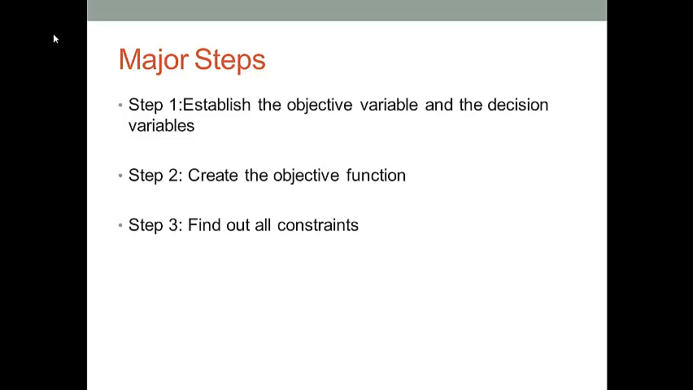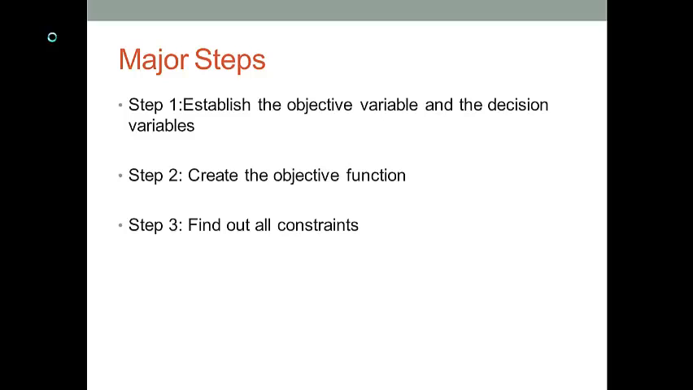When we perform the linear optimization analysis, we need to go through three steps. First, we want to establish the optimal objective and find out the factors that can lead to this optimal value. We call the factor that will have the optimal value the objective variable. We call the factors that can lead to this optimal value the decision variables. Second, we want to combine the objective variable and the decision variables in a mathematical equation. We call this equation an objective function.